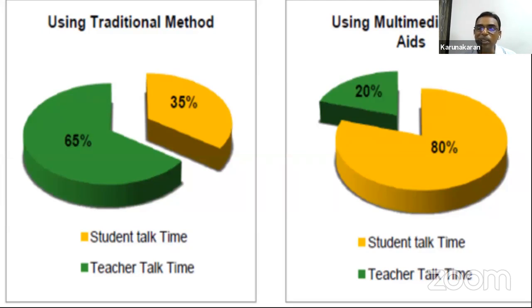So when we are using multimedia visual aids, audiovisual aids, the students' talk time was 80%. Most of the time, students spoke in the classroom, whereas only 20% teachers talked in the classroom. So the audiovisual aids involved students in a better way in the classroom. They are able to learn English efficiently and effectively when we are using the right audiovisual aids in the classroom, particularly in the ESL classroom.